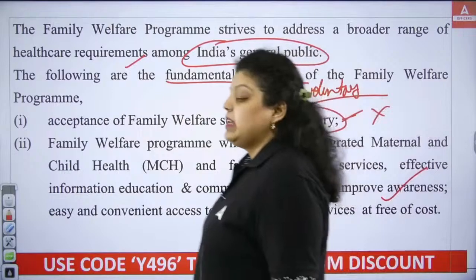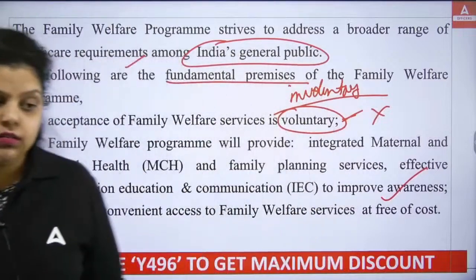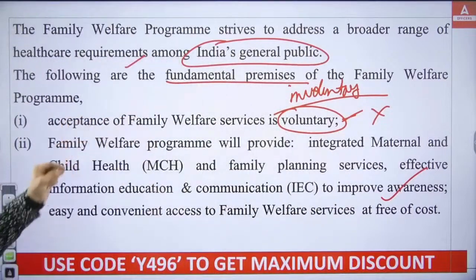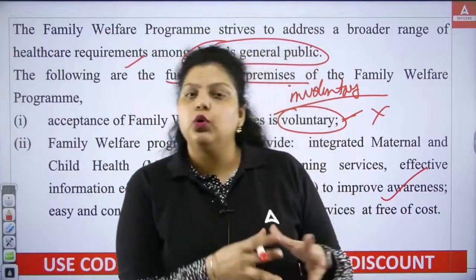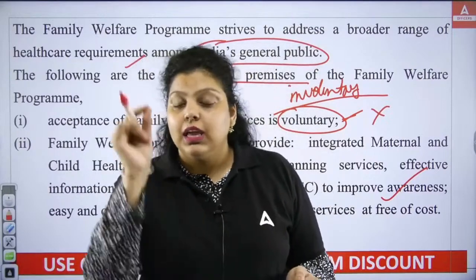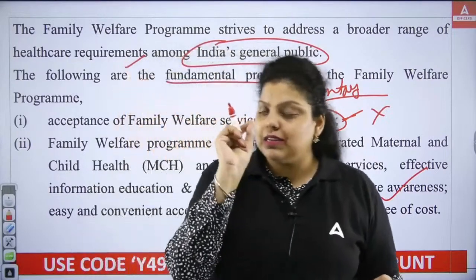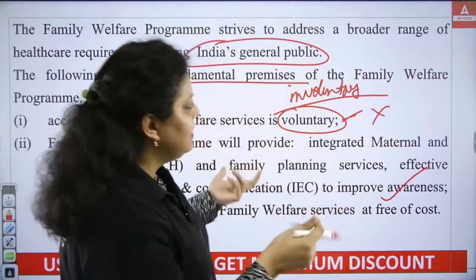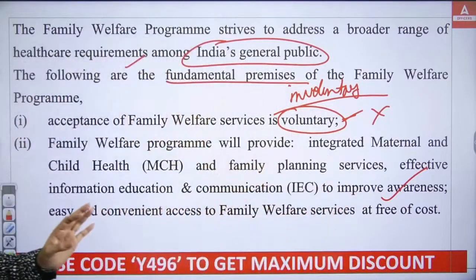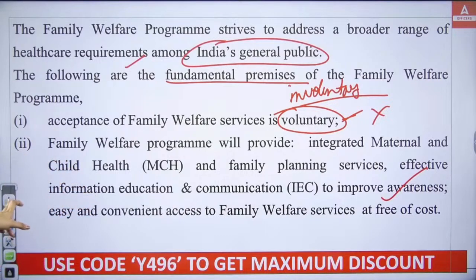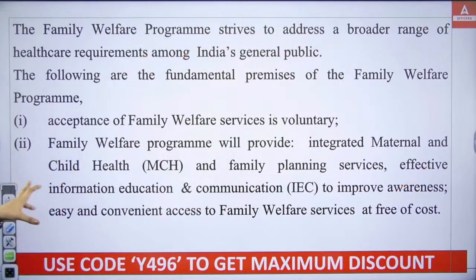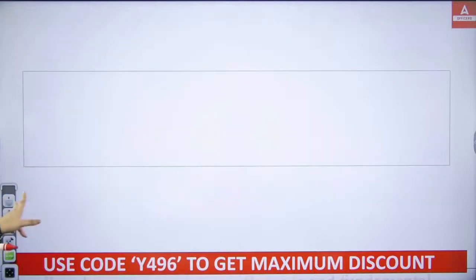And that's why it's very important to read each and every line, because such minor changes have been seen in the paper. They have taken the whole lines from the IIBF book, but they have changed a minor thing. They have changed a single word, and that single word has changed the meaning of the topic. So that's why everything has to be covered. All these things are part of the family welfare program fundamental premises.